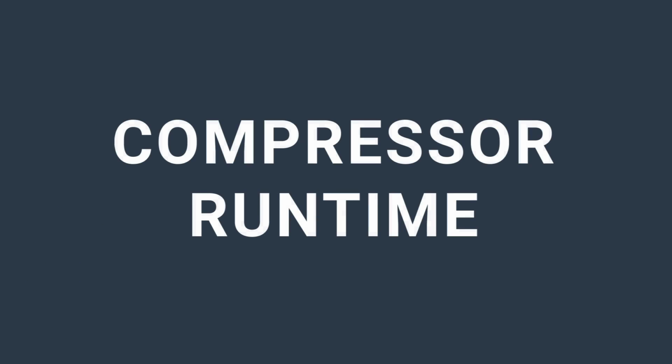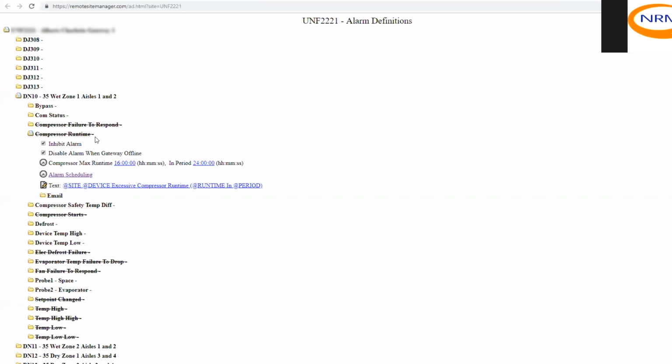Compressor runtime. What this is: if your compressor is running inefficiently, meaning it's running more than it was designed to in a 24-hour period, we will send out an alarm to notify you that your compressor is running for an extended period of time. The parameters for this are if the compressor runs for more than 16 hours in a 24-hour period. It's not necessarily 16 hours straight. It is 16 hours accumulated within a 24-hour period. Again, we have set up these parameters at 16 hours in a 24-hour period. If you would like to change these parameters, you can click on the time and change them.